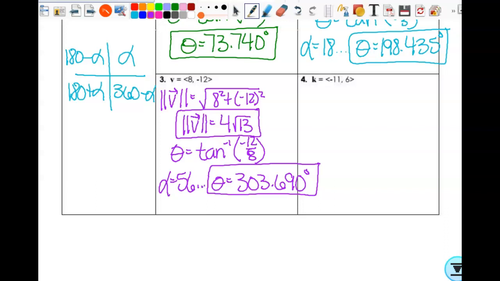And outside of class, if you're using a calculator that does not simplify square roots for you, then you have to know how to simplify the square roots. Decimals are not going to be okay.